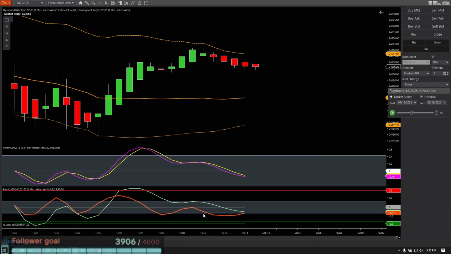Now, blending the two gives you a powerful combo. I'll tell you that right now. PureMO says momentum is strong. PredictMO says directional shift likely. So you can enter with confidence and exit with precision, okay?